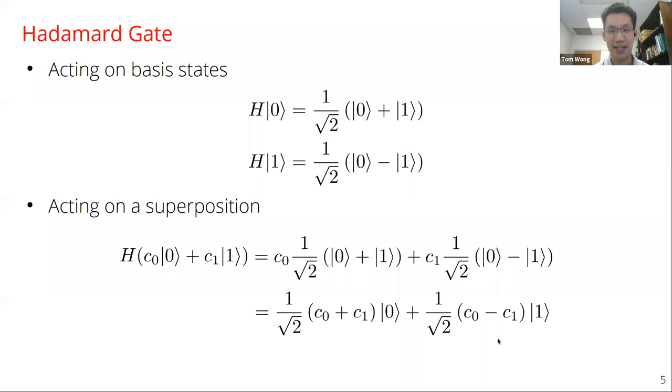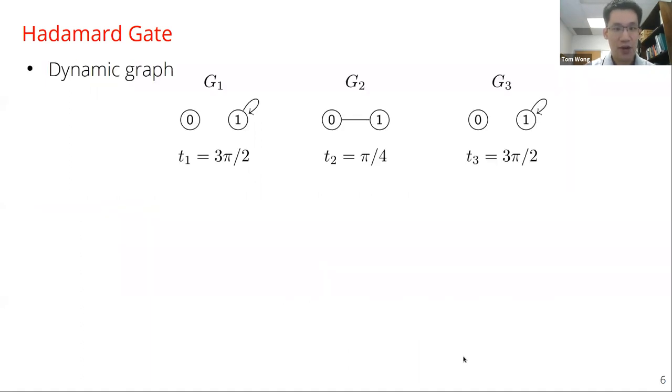Now we're going to show how to get this exact same result using a quantum walk on a dynamic graph. We're actually going to use this exact same graph that I had a couple of slides ago. This will actually implement a Hadamard gate. So let me show you how this works.